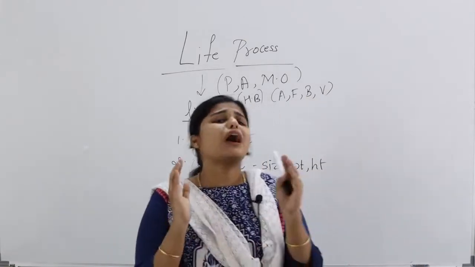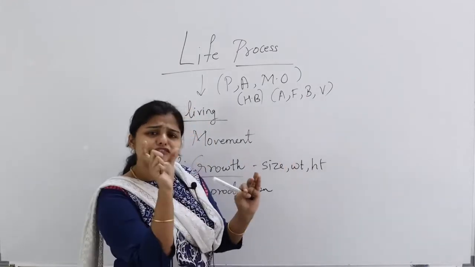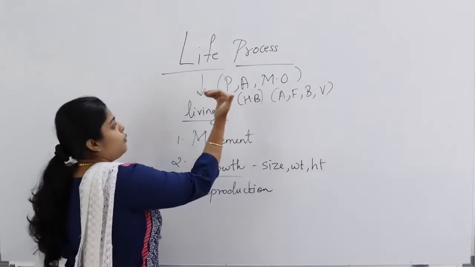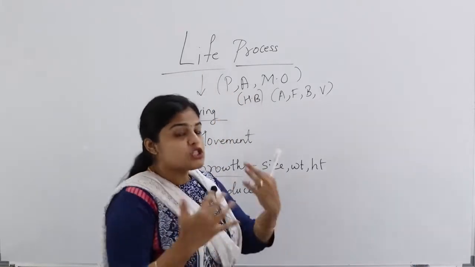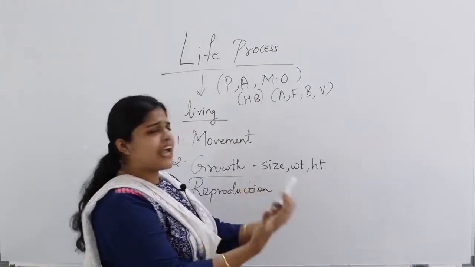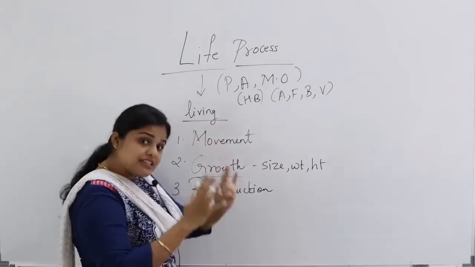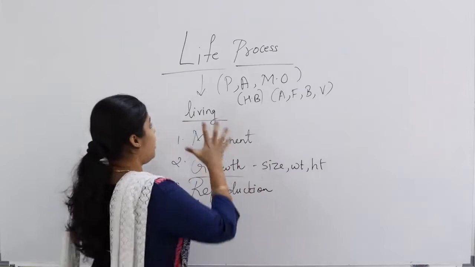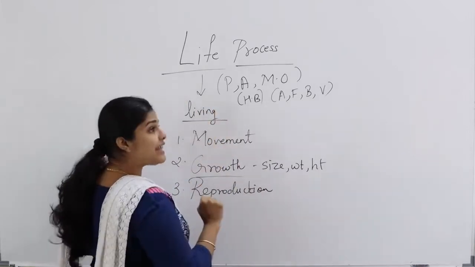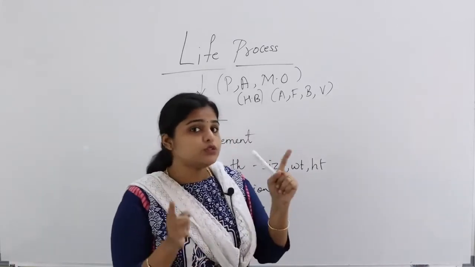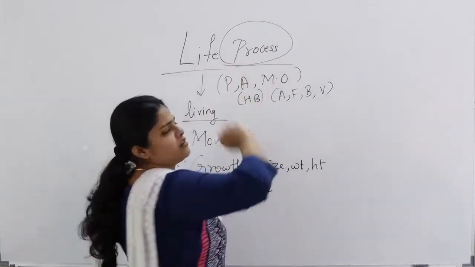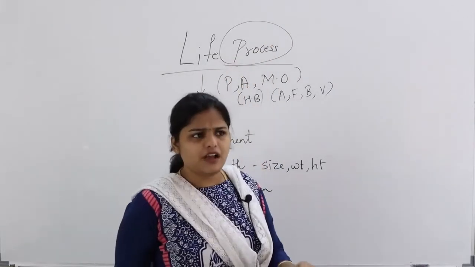So I think you all understood the first word of the chapter, that is life. Life is something which shows different kinds of properties. These are the three important properties of a living being. Now we can talk about our second word, that is process. So what is process?